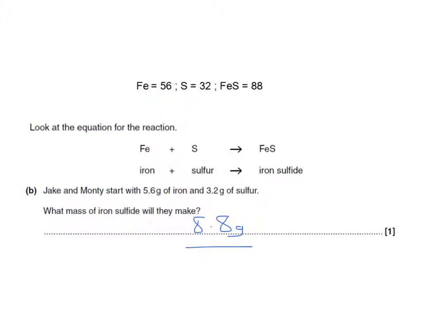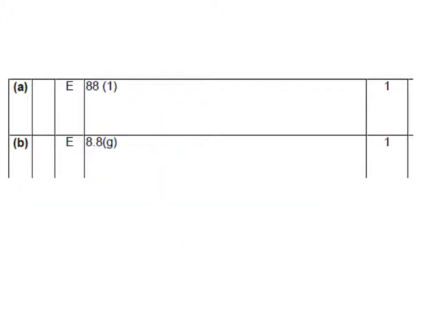The other way we can look at this is by the conservation of mass. If we'd started off with 5.6 grams of iron and 3.2 grams of sulfur, then the total mass of the reactants would be 8.8 grams. And that would mean that the total mass of the products would also have to be 8.8 grams, which is the iron sulfide product. And there's our answer, the relative formula mass for the iron sulfide being 88, and the mass in this case being 8.8 grams.